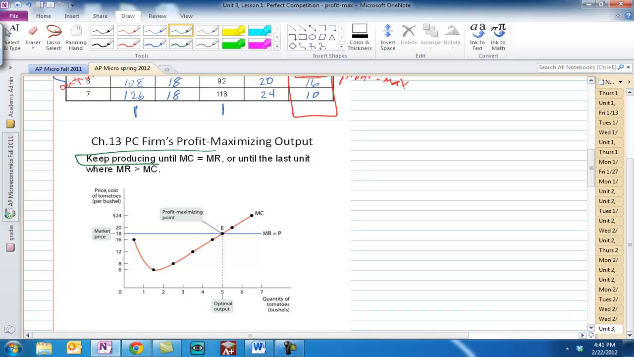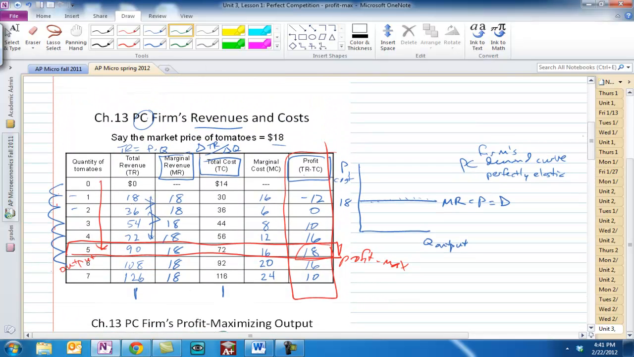that the firm should keep producing until either the marginal cost is equal to marginal revenue or until the last time when marginal cost is less than marginal revenue. So let's take a look at how that shows up on this table. Notice that for each of these units of output, I'm going to check the boxes we're comparing here. For the first unit of output, first tomato, the marginal revenue that the firm is getting is 18. The marginal cost of that tomato is 16. As long as the marginal revenue is greater than the marginal cost, the firm is making money on that unit of output. So yes, they're going to produce the first unit of output.